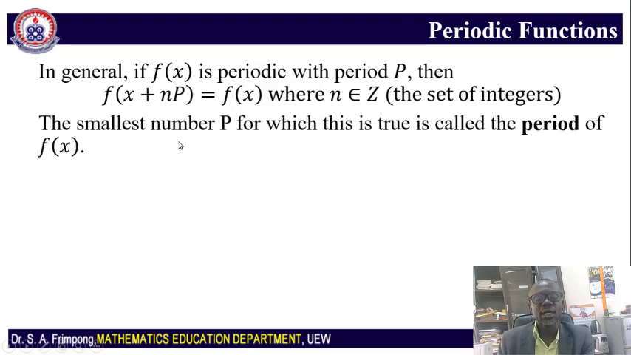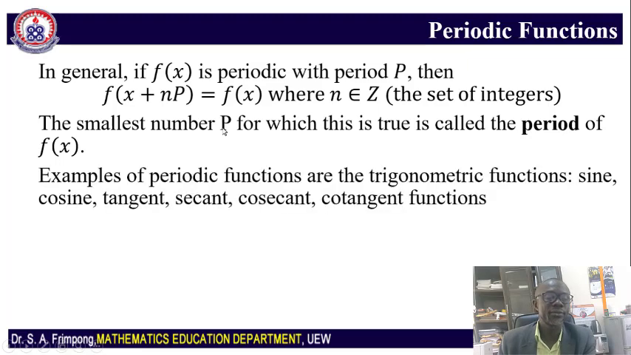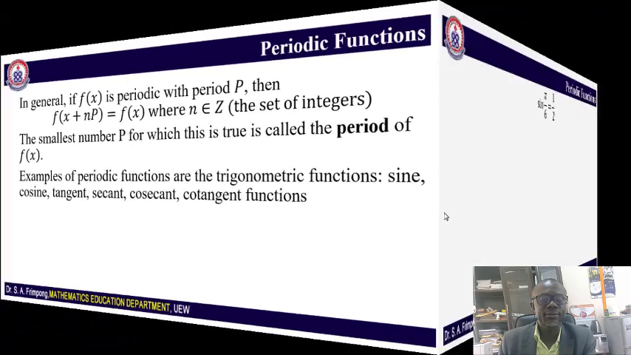And the smallest number p for which this is true is what we call the period. So this number p, the smallest among them, is what we call the period. Examples of periodic functions are the trigonometric functions, that's sine, cosine, tangent, secant, cosecant, and cotangent functions.